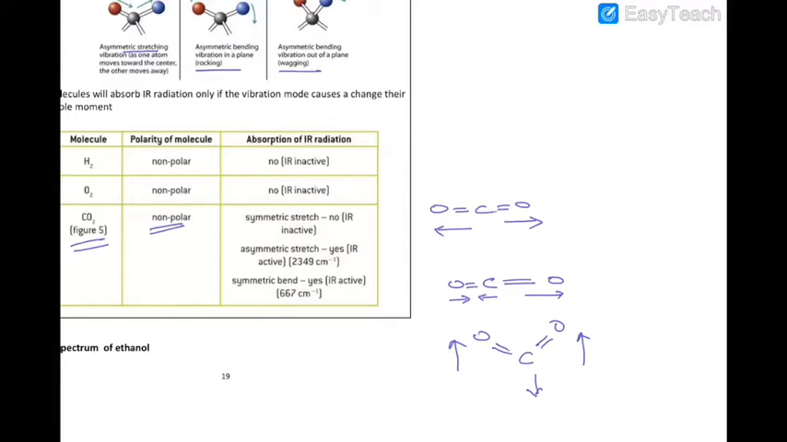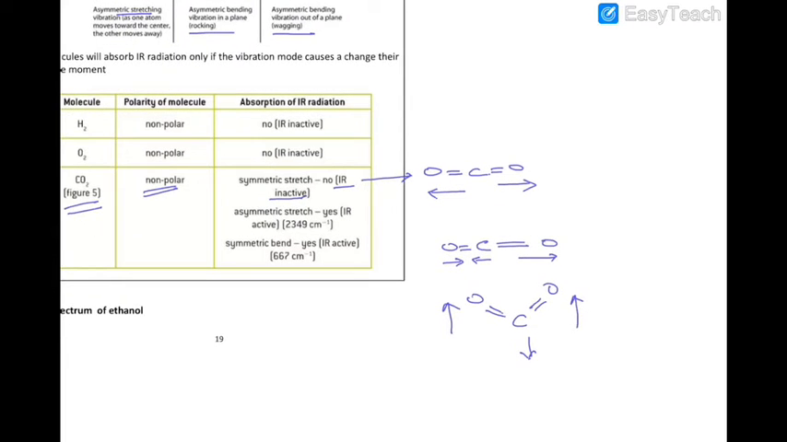So this is symmetric stretching. Here you don't see any change in dipole, so this is IR inactive. If you look at this type of asymmetric stretching, it is IR active because there is a change in dipole. Here you have bending, symmetric bending here. So you have the molecule being IR active when these types of bending occur.